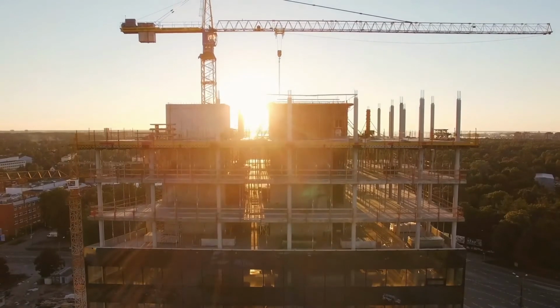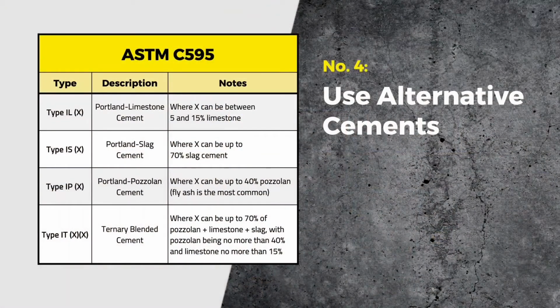More about that later. There are several alternatives to Portland cement, but the most common are called blended cements. These combine ordinary Portland cement with other materials. The most common type of blended cement is Portland limestone cement, often called PLC for short, or technically ASTM C595 Type 1L cement. This blended cement combines up to 15% limestone interground with Portland cement to make a cement with a carbon footprint that is up to 10% lower than ordinary Portland cement, with performance that is identical to, and in some cases better than, ordinary Portland cement.